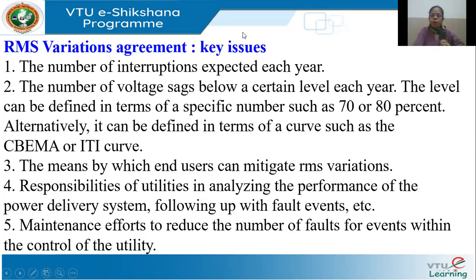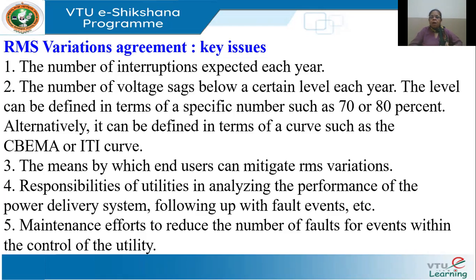So when you draw a contract for RMS variations, what are all the issues you have to look into when you draw the agreement? We are all used to agreements, no? We have a rental agreement, we have an employee agreement, employer agreement, insurance agreements. So an agreement is two-way, the seller and the buyer both, right? So both have to comply with some agreement rules. So when it comes to RMS variations, what are all the key issues?